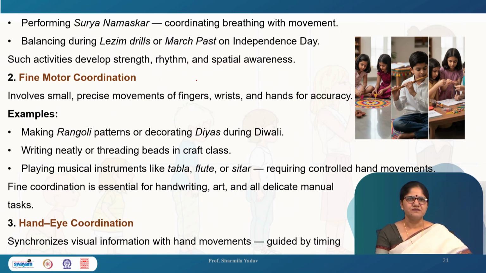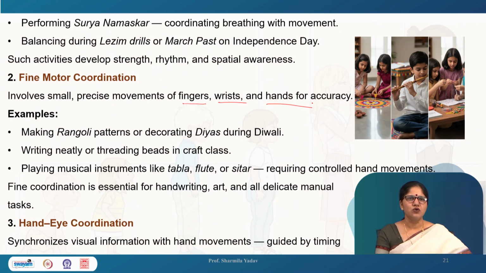Fine motor coordination involves small, precise movements of fingers, wrist and hands for accuracy. Examples, as shown in the picture also, making rangoli patterns or decorating diyas during Diwali, writing neatly or threading beads in craft class, playing musical instruments like tabla, flute or sitar requiring controlled hand movements. Fine coordination is essential for handwriting, art and all delicate manual tasks.